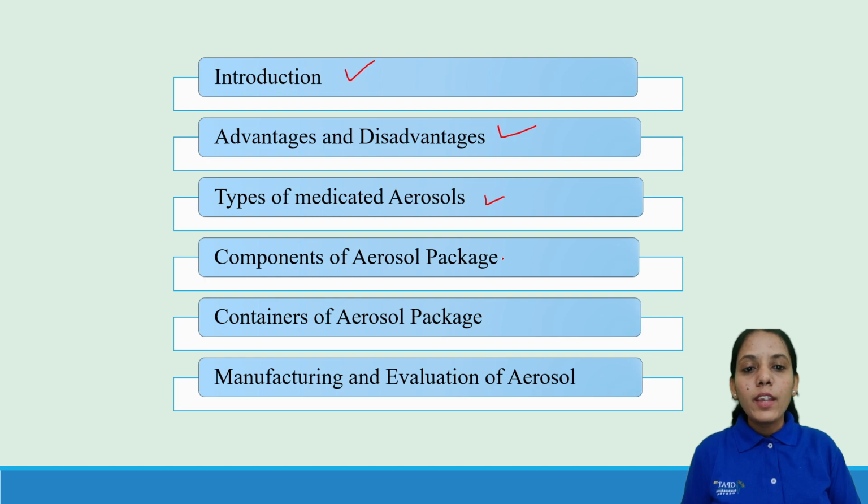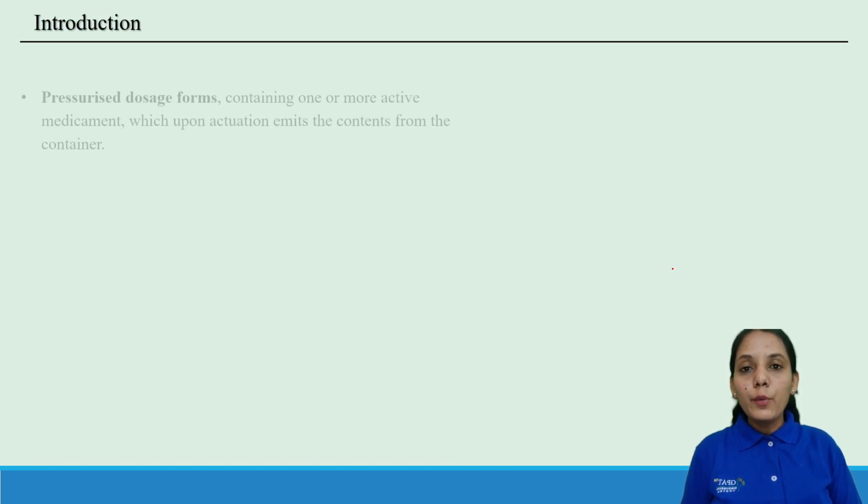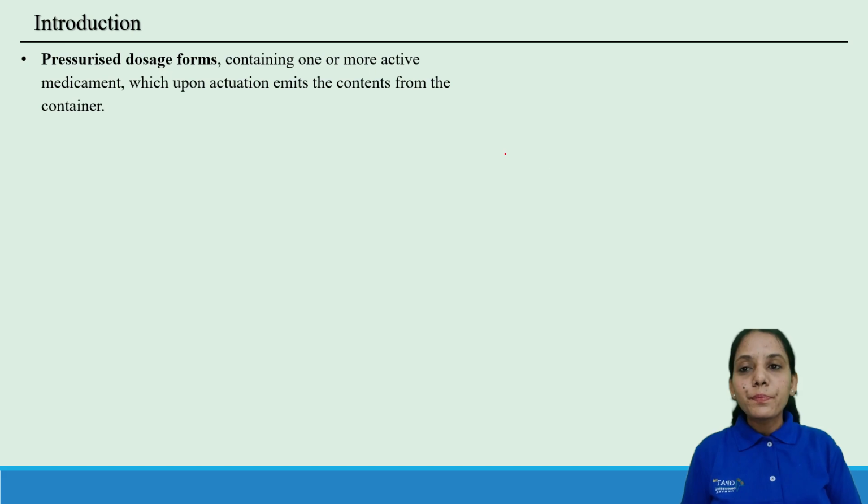it works. Afterwards, we are going to see some of the components of aerosol package. What are the different components, how it is made up of, that we are going to see. Then we will see containers of aerosol package, manufacturing and evaluation of aerosols. As it is important to evaluate, like we have seen for capsule, tablets, different evaluation parameters are there. Similarly for aerosols also different evaluation parameters are there. So let's start with the introduction first.